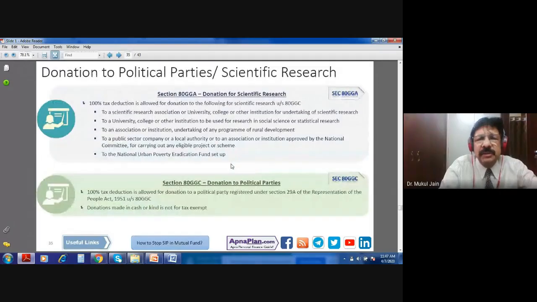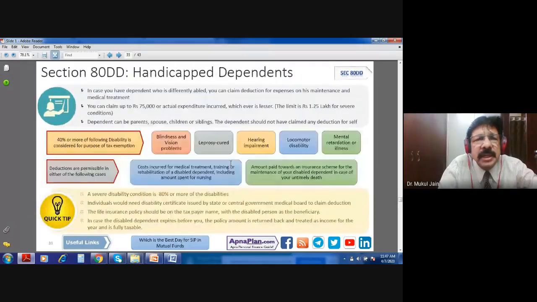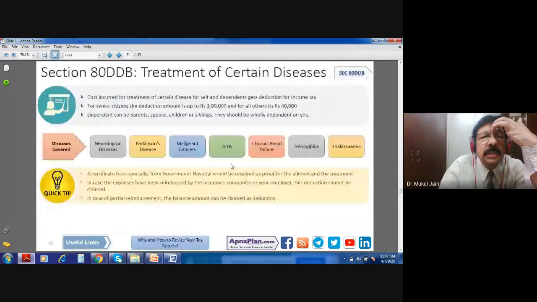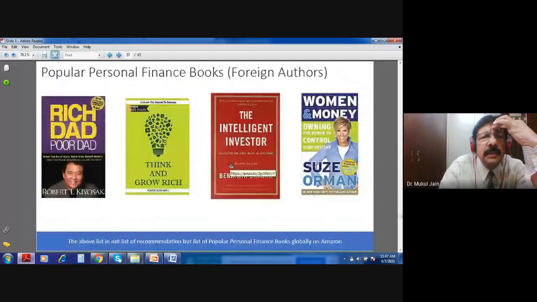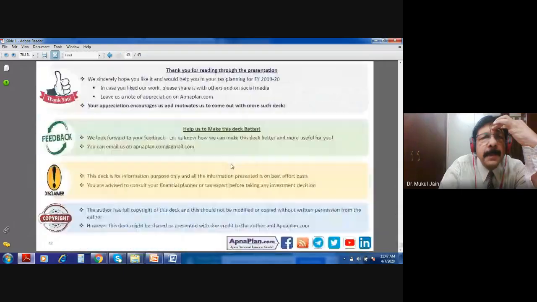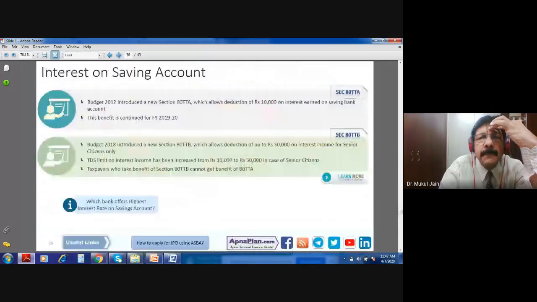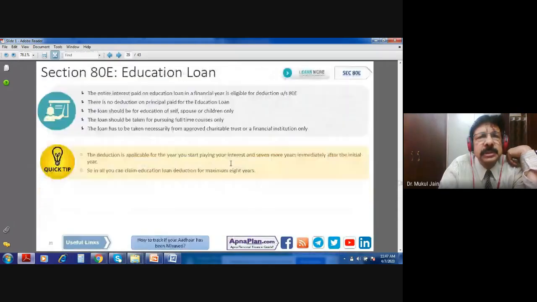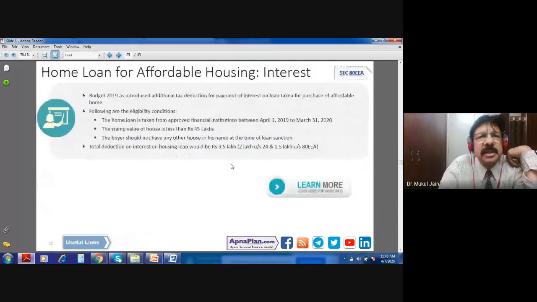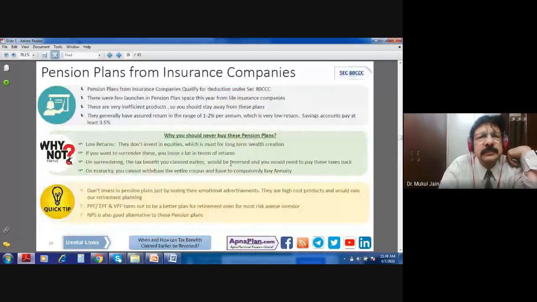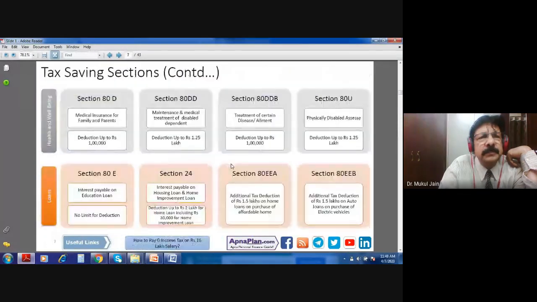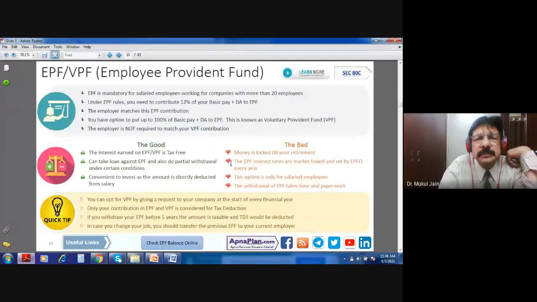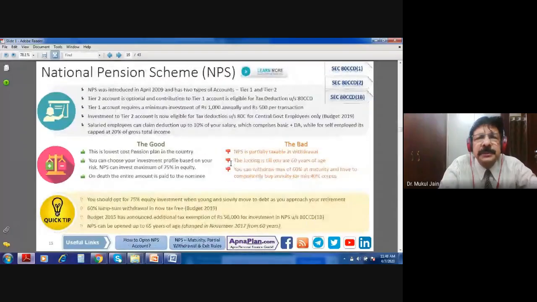Now there is another section which I missed over here. Just 1 minute. Section 80G. Sorry. Section 80G कहाँ पर चला गया वो? That is for donation. 80G कहाँ चला गया? I'll just come back to you on section 80G.